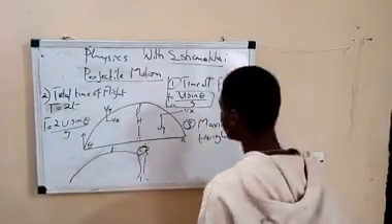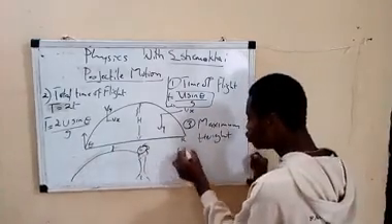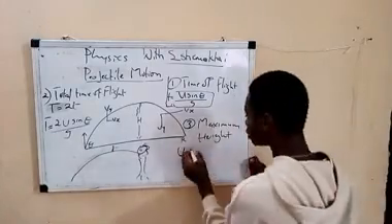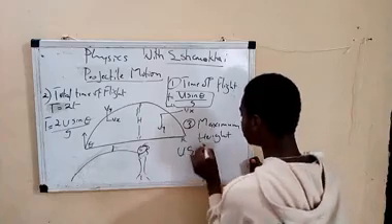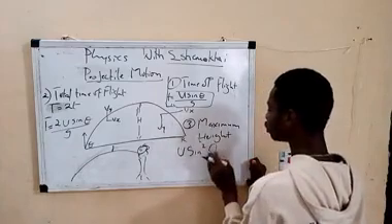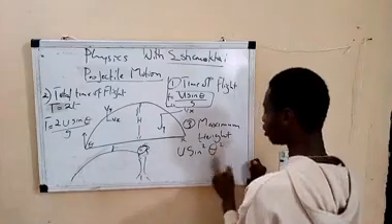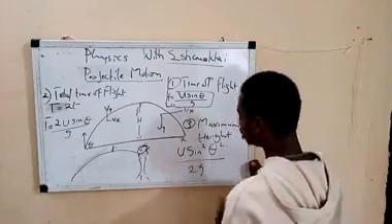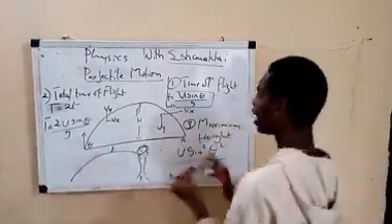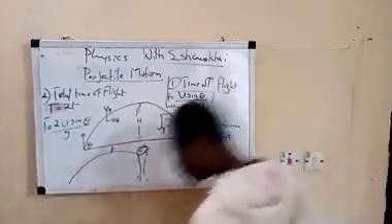Alright. Now, the formula for maximum height is what? U sine theta, squared, over 2g. U sine squared theta over 2g. Now this is your formula. This is the formula for maximum height. Alright, let me use it for the next one.